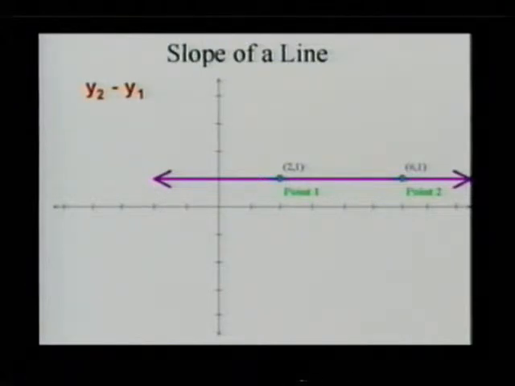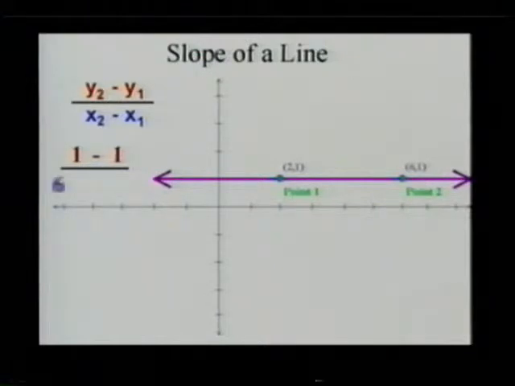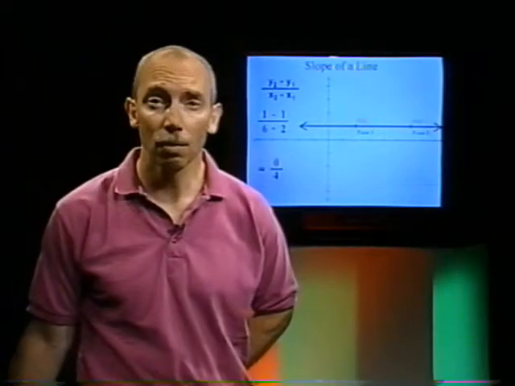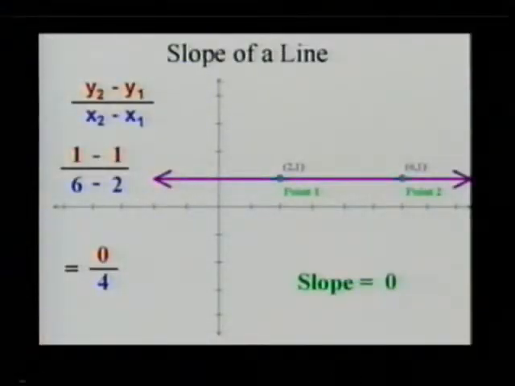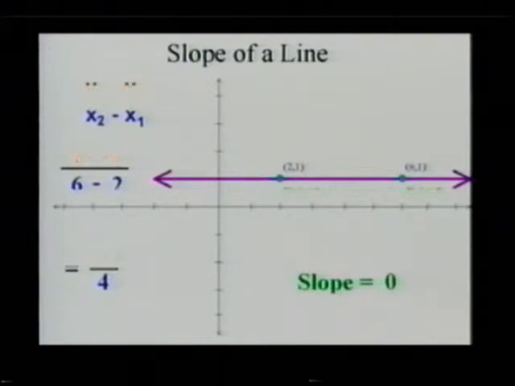y2 minus y1: the y part of the second point, as you can see, is 1. And coincidentally, the y part of the first point is 1. Okay? What about the x part here? The x part of the second point is 6, and the x part of the first point is 2. Let's calculate this. 1 minus 1 is 0, and 6 minus 2 is 4. Don't get all choked up. What is 0 over 4? What is 0 over anything? 0. And you knew the slope of this was 0, didn't you?